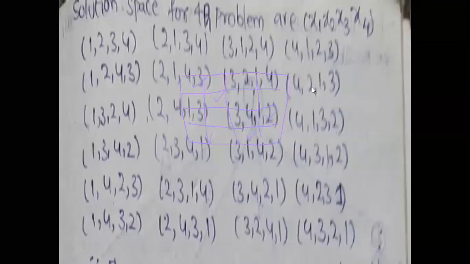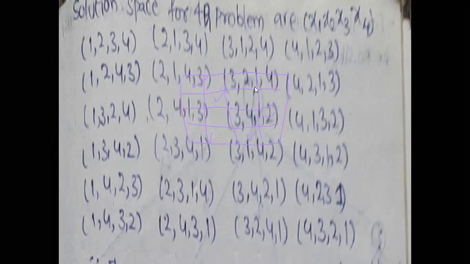Next, the second one is 1, 2, 4, 3. That means the first queen is placed in first row, first column, the second queen is placed in second row, second column, the third queen is placed in third row, fourth column. Here x3 means third row, and the value 4 means the queen is placed in the fourth column.